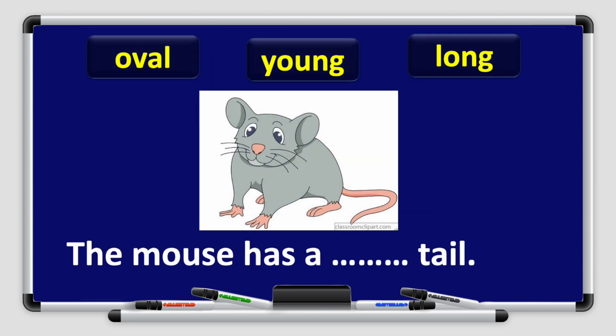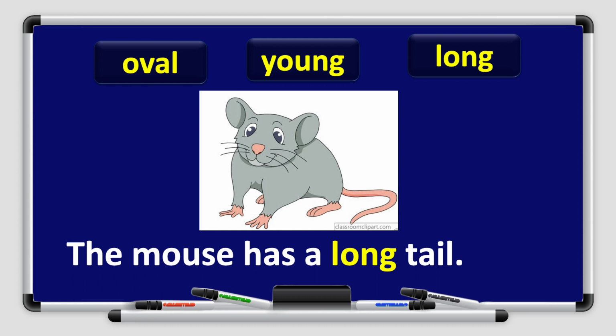Number 3. The mouse has a tail. The mouse has a blank tail. Is it the mouse has an oval tail? Is it the mouse has a young tail? Is it the mouse has a long tail? What do you think? Yes, that's right. The answer is long. The mouse has a long tail.